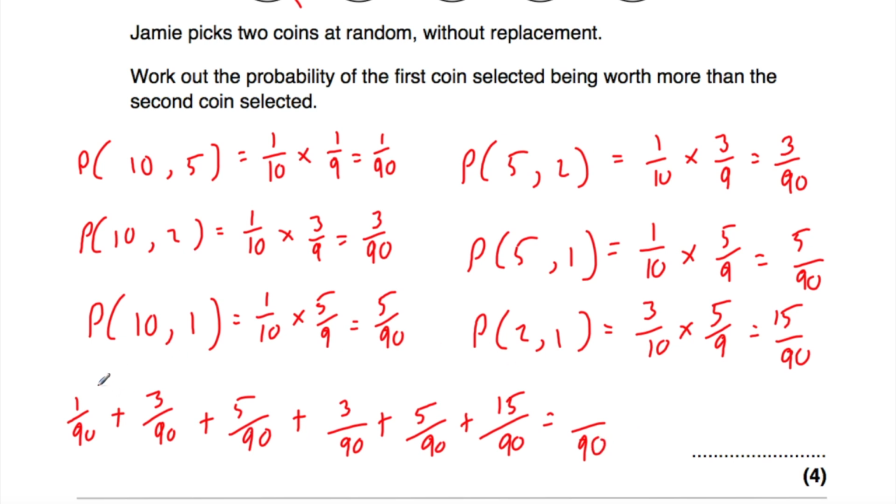And then in terms of the numerators, 1 plus 3 is 4, plus 5 is 9, plus 3 is 12, plus 5 is 17, plus 15 would be 32, so that's 32/90. And we can divide both of those by 2, so that'll be 16/45. And that's our answer. So the probability that Jamie chooses a first coin that's worth more than the second coin would be 16/45. And that's it.